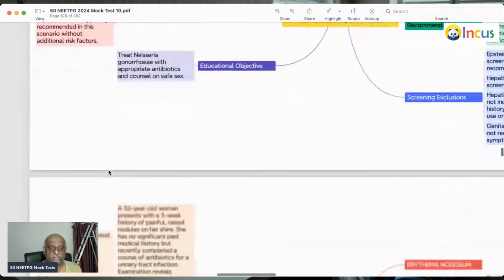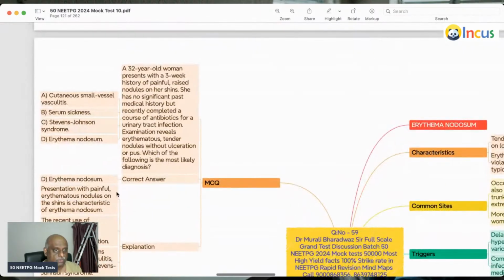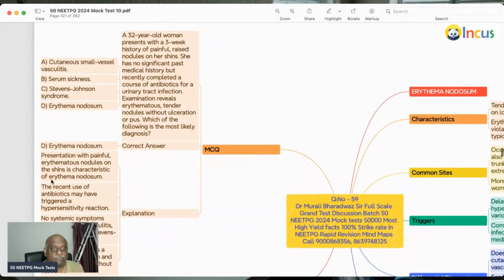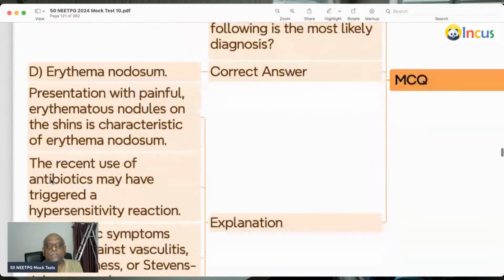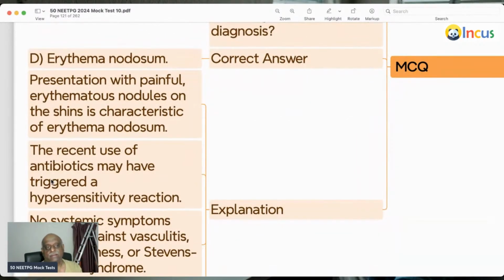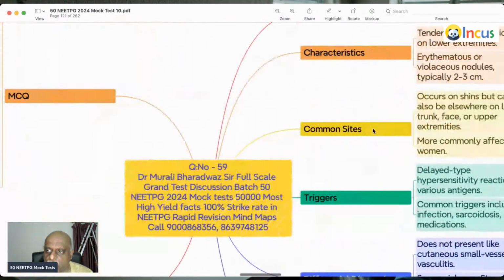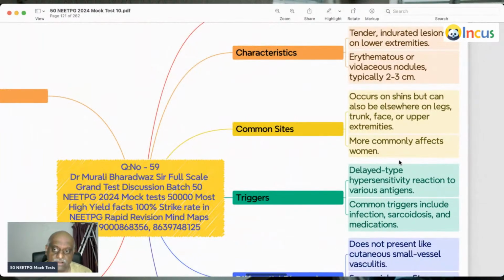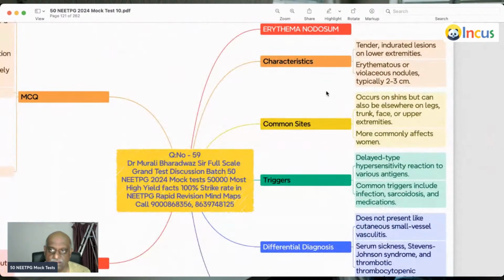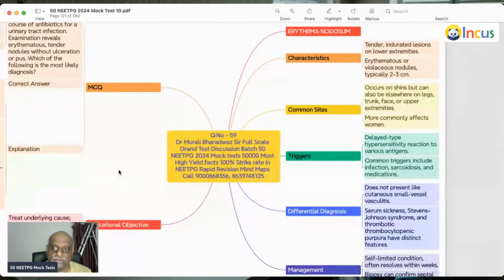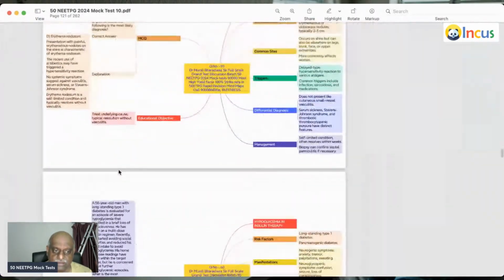So, now doctor, a 32-year-old with painful erythematous nodules on the shins, characteristic of erythema nodosum. What is erythema nodosum? It is the panniculitis. Inflammation of the fat tissue is called erythema nodosum. More commonly affects women, occurs on the shins. Tender indurated lesions appear on the lower extremities, is what you should remember.